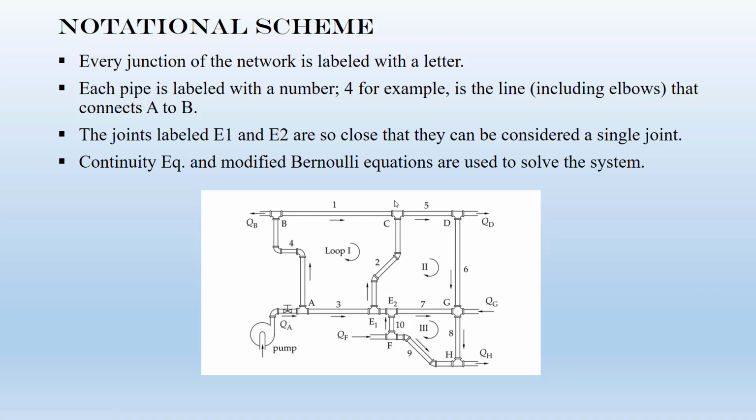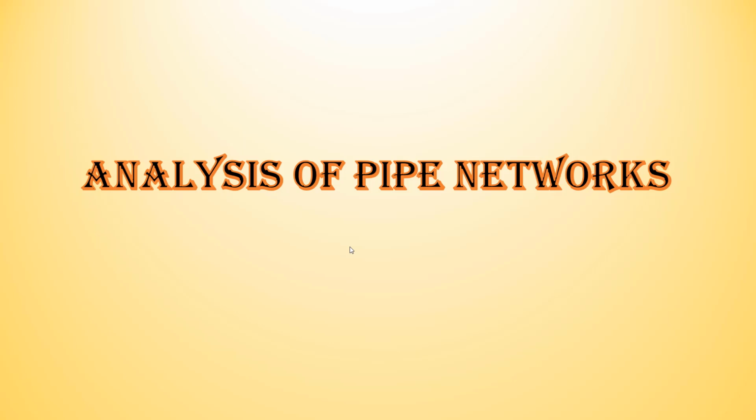And then, guys, in some cases you can simplify the loops. For example, here for junctions E1 and E2, they are so close, so you can assume that E1 is exactly on E2. So we have pipe 2 going through E2, and then fluid flows to pipes 10 and 7. What we normally need to do is write the Bernoulli equation and continuity equation to solve the pipe networks. Here, I will go over a step-by-step method to analyze pipe networks.